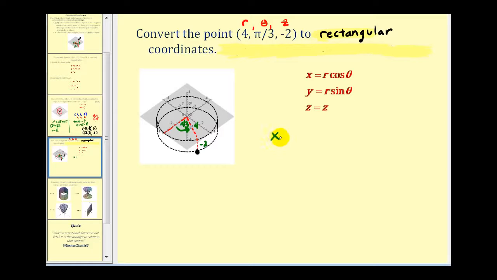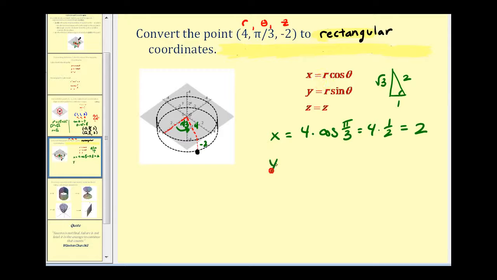So the x-coordinate is going to be equal to r times cosine theta. Well, that'll be 4 times the cosine of pi over 3 radians. Just to refresh our memory, that would be a 60-degree angle. So using the 30, 60, 90 right triangle, here's our 60-degree angle. The cosine of 60 degrees, or pi over 3 radians, would be 1/2. So we have 4 times 1/2, which would give us 2 for the x-coordinate.